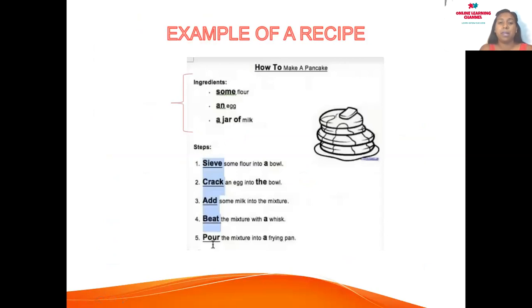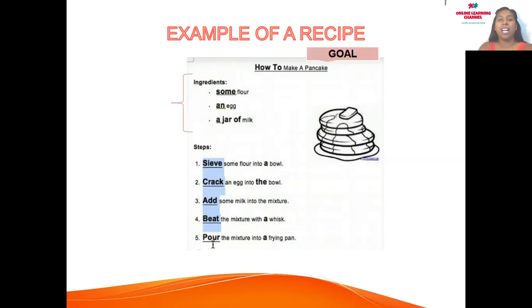Okay, so let's go on to an example of a recipe that I've got for you. I've got a recipe on how to make a pancake. As you can see, we have ingredients there. We have steps there, which are numbered, and we have a picture or diagram, whatever you want to call it. So what is the goal we want to achieve?